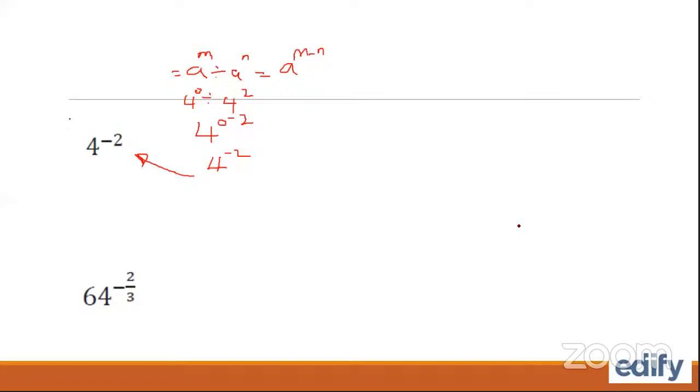Okay, Denise. Where is Denise? Denise, you have a question? Teacher, you've said that 1 over 4 to the power 2, negative to the power 2, is the same as 4 to the power negative 2. But if you calculate 1 divided by 4 to the power 2, it is 0.0625.